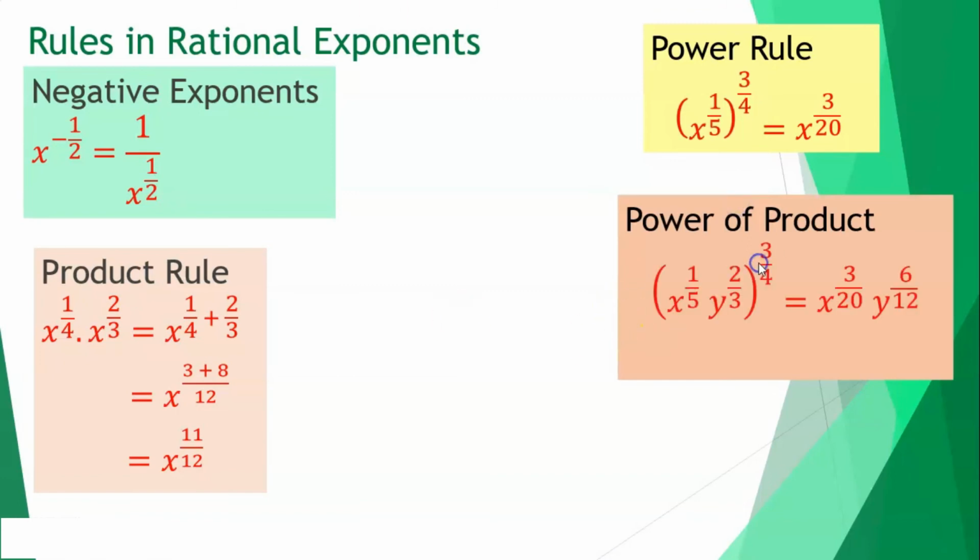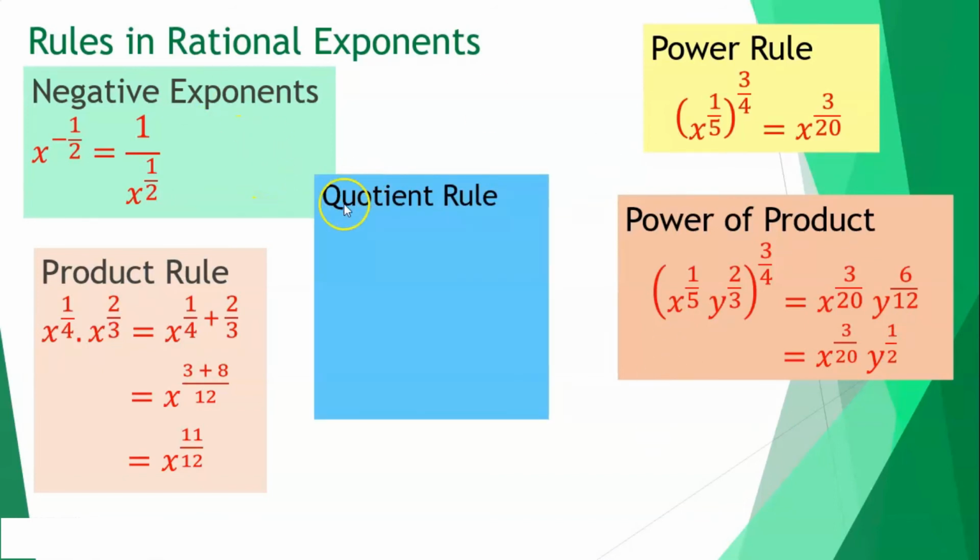Another, it's power of a product. So this one, with the rational exponents, you can distribute the rational exponent to the terms inside. So 1/5 times 3/4 is 3 over 20. And 2/3 times 3/4, it's 6 over 12. Or you can simplify 6 over 12 to 1 over 2. Okay, then we have quotient rule. So the same thing, copy the base and subtract the rational exponents. So at this point, copy x, 1/2 minus 1/4. So that would become x to the power of 1/4.